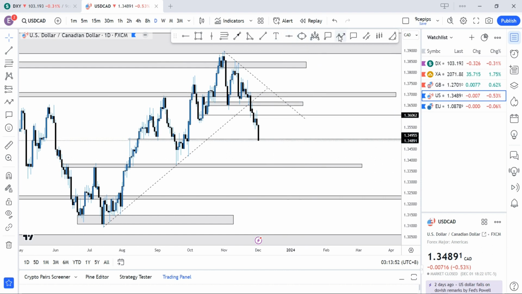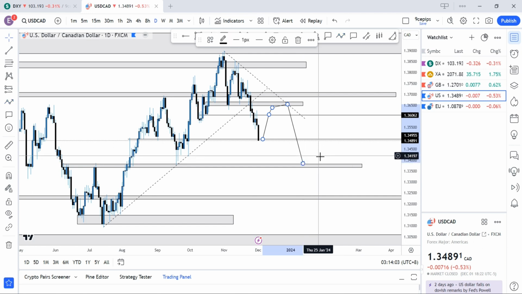So two things I'm anticipating: we might just get a pullback from these regions at market open to come back to these regions here, and then retest, probably touch this trend line for the third time before we continue to the downside to 133, 134 regions.